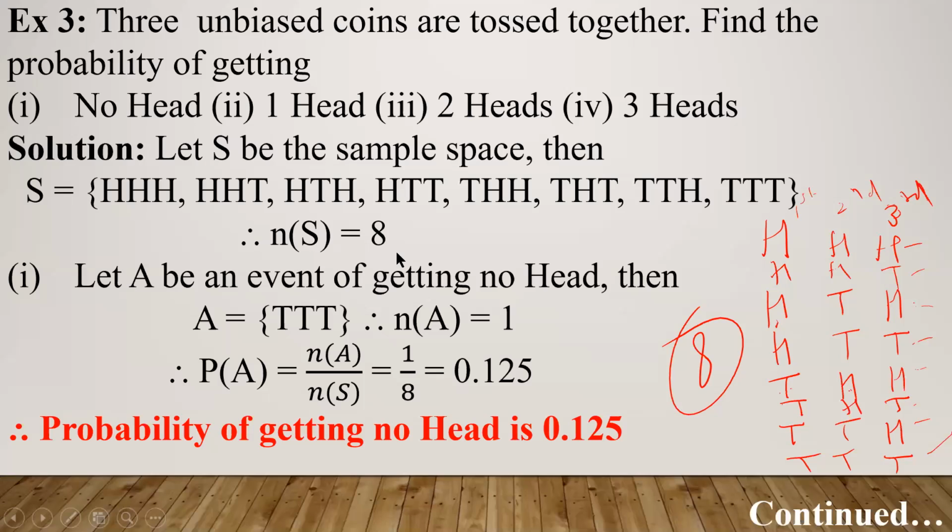There are 8 possibilities. Okay, 8 different results you will get. Now let us take one by one the events and find the probabilities. So what is the first one? What is the probability of getting no head? Let A be an event of getting no head.